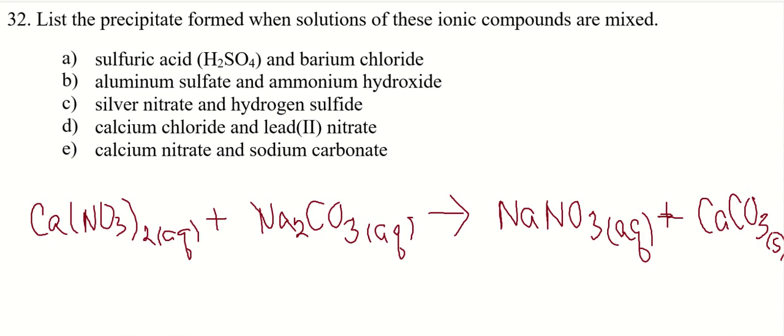Let's balance. We got 2 sodiums on the left, only 1 on the right, so we need a coefficient of 1. That didn't do anything. 2. That's going to give us 2 nitrates on the right, and that balances out with the left. Looks like we're done. Yep. All right. Pick a different color.